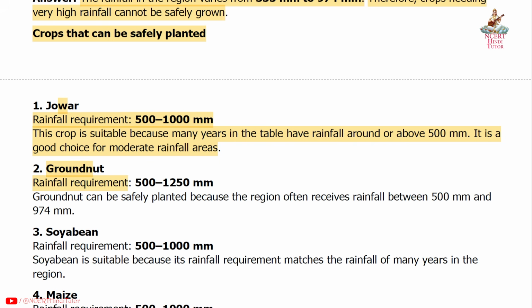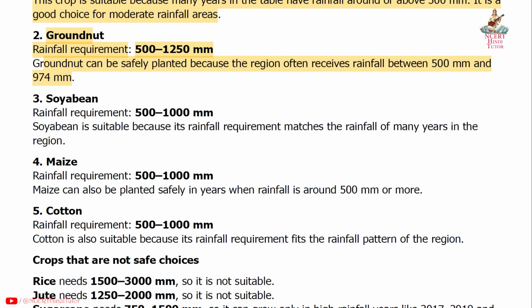Rainfall requirement 500 to 1250 mm. Groundnut can be safely planted because the region often receives rainfall between 500 mm and 974 mm. Third, soybean. Rainfall requirement 500 to 1000 mm. Soybean is suitable because its rainfall requirement matches the rainfall of many years in the region.